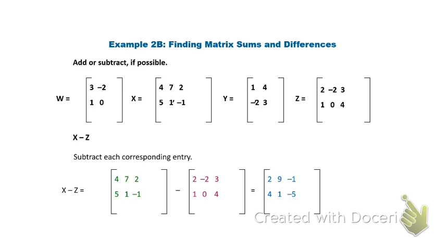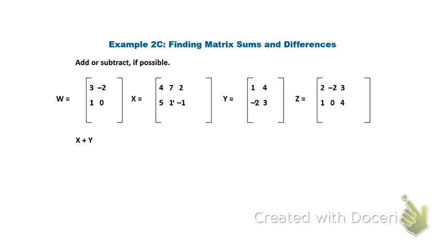So we take the 4 minus the 2. There's a 2. Take the 7 minus the negative 2. 7 minus negative 2 would be 7 plus 2 or 9, and so on. The 2 minus the 3 for negative 1. The 5 minus the 1 for 4. The 1 minus 0 for 1. And the negative 1 minus 4 would give us negative 5. So there's a subtraction. Keep going.